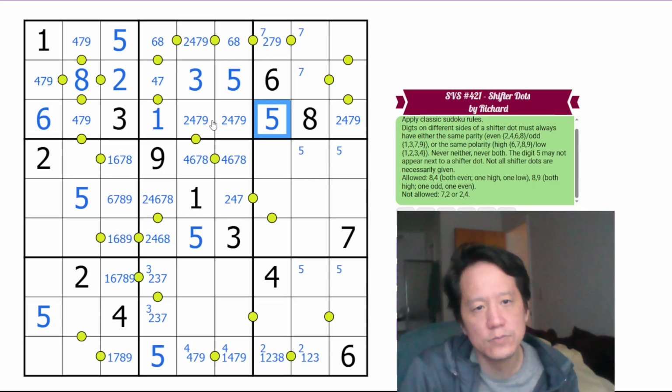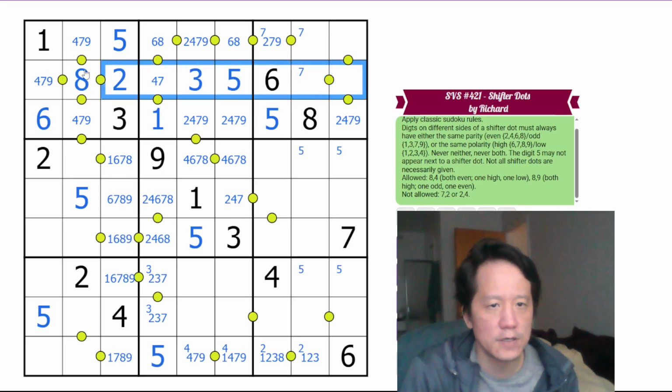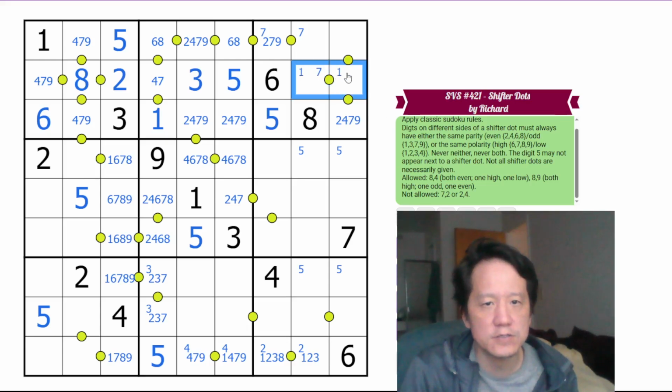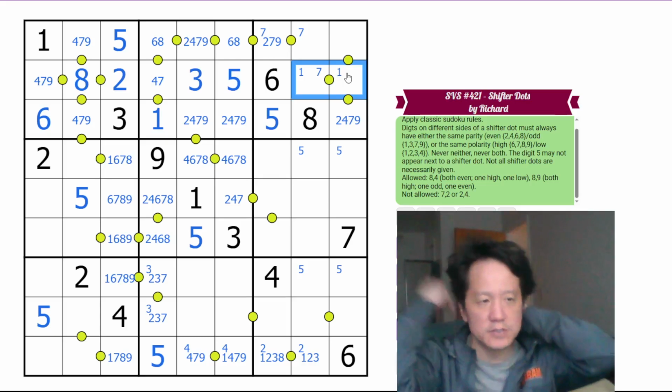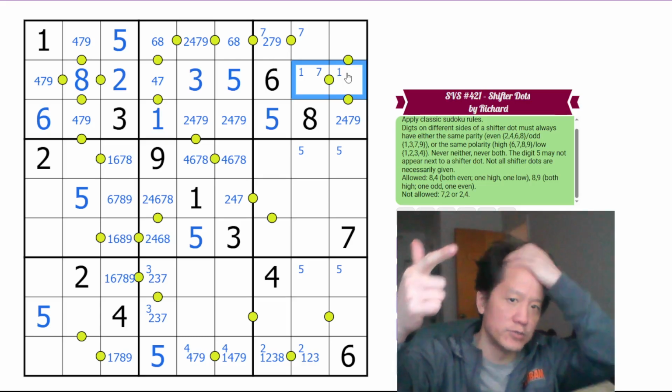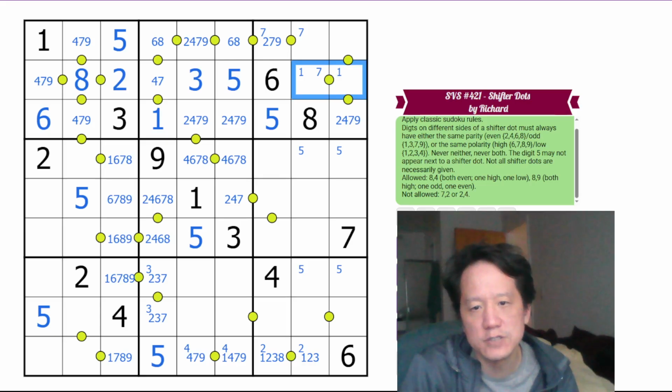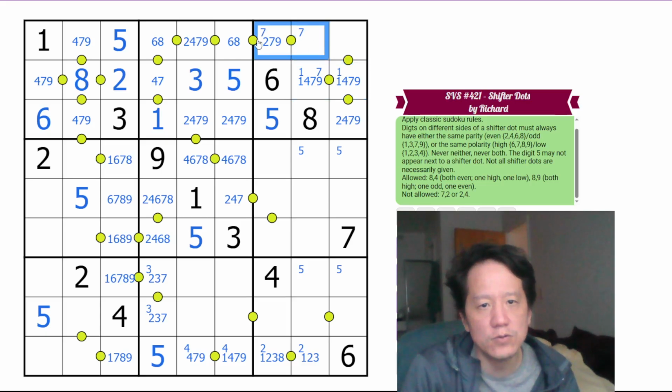What are the remaining digits in row 2? We have to have a 1 in one of these two cells. Since the 1 is here, it could be same parity, different polarity, which is 7 and 9. So 1 could be with 7 or 9 here. Or different parity and same polarity, which would be 2 and 4, but it cannot be 2. Well, we don't know where 7 is. Never mind.